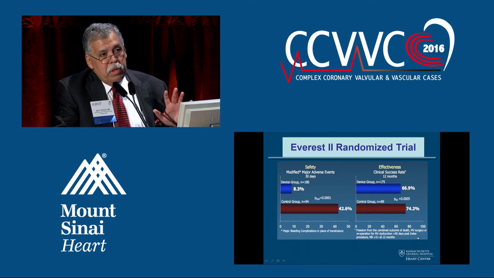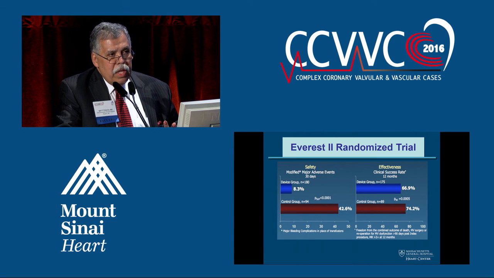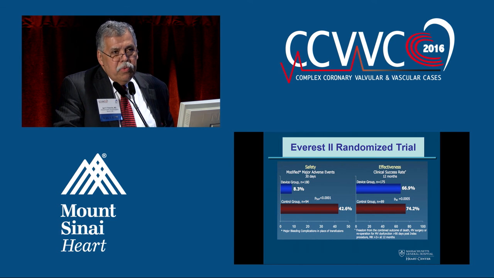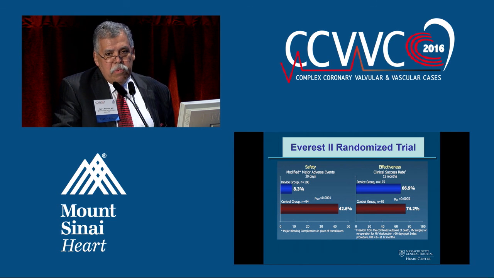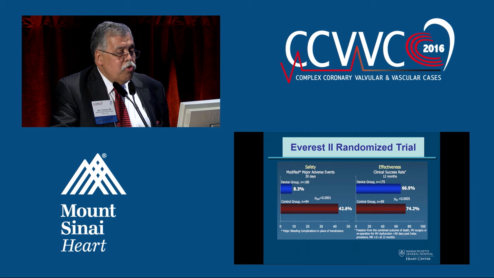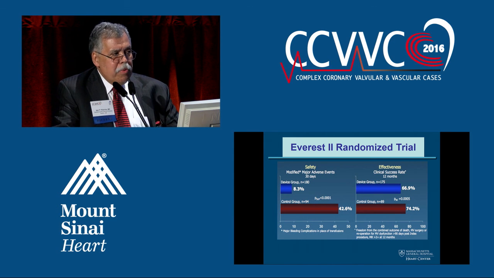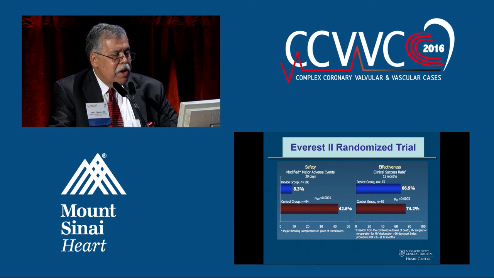This device has been submitted to important tests. The first one was the feasibility trial, that was the EVEREST 1, but the more important one was this EVEREST 2 trial that all of you know very well. I spoke about this before, so I'm going to show you very briefly that this is the endpoint comparing 2-to-1 the mitral clip against the best surgical cardiac procedure done in the world, which is mitral valve repair.